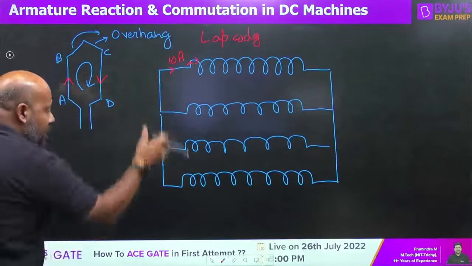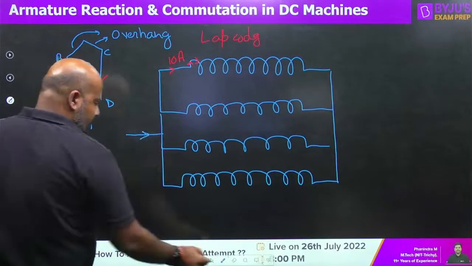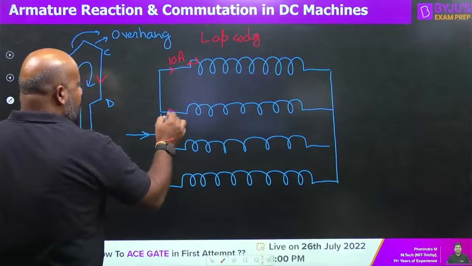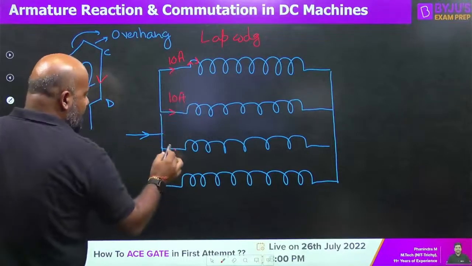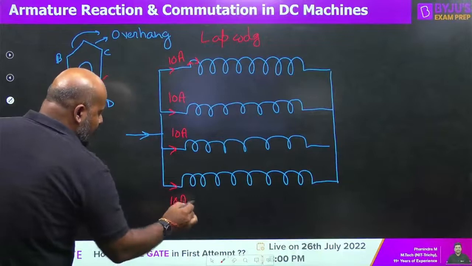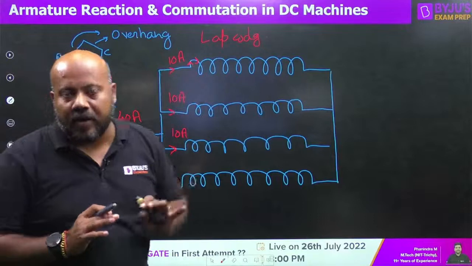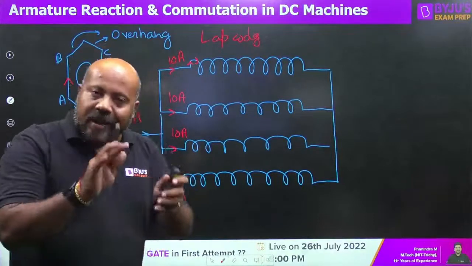So if there are 4 parallel paths, can you tell me what is the total armature current here? Everyone in the comment section, can you tell me now what is the total armature current you have? It is going to be 40 amperes, and this is for the case of lap winding. Let us discuss the case of wave winding.